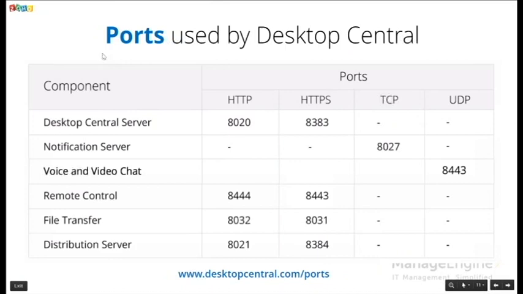Then let's go through the ports used by Desktop Central. These are the different components involved in the product, and we support all different types of ports, right from HTTP to HTTPS, TCP and UDP. Specifically on the Desktop Central server component, you have HTTP 8020. From a remote control perspective, for today we use port 8443, which is HTTPS. And for voice and video chat, we use UDP port 8443.